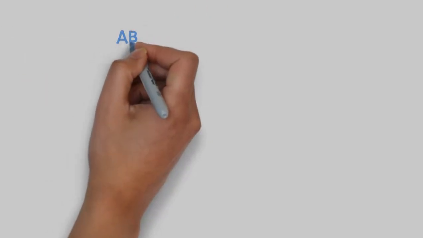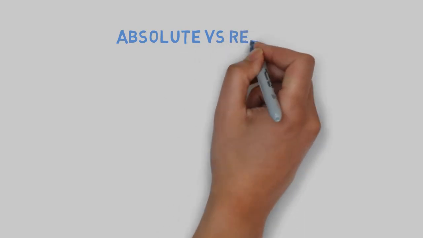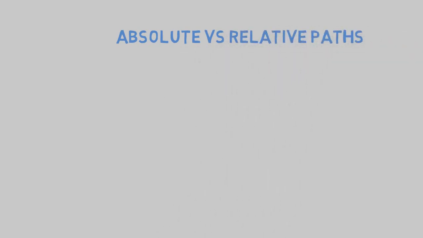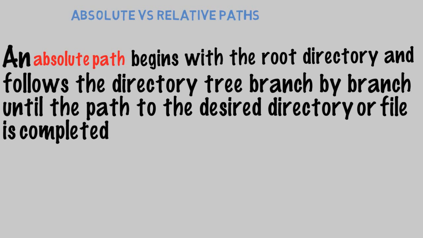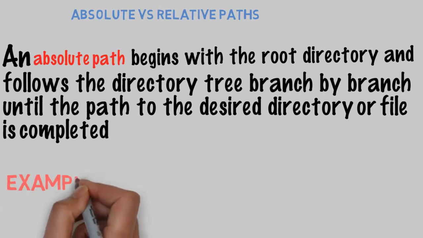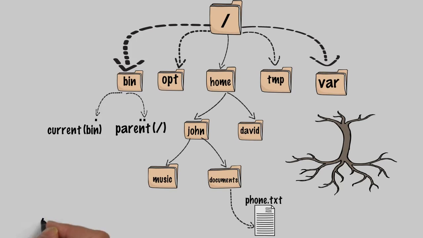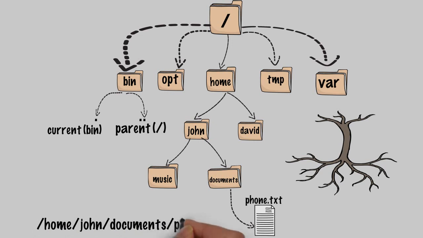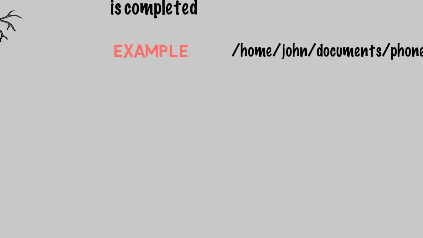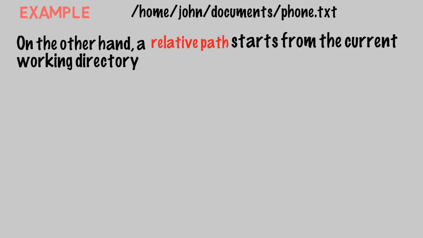There are two ways to access a file or a directory in Linux. You can use the absolute path name to access a file. An absolute path begins with the root directory and follows the directory tree branch by branch until the path to the desired directory or file is completed. For example, if you want to access phone.txt, you can use this absolute path name. We use a forward slash to separate between directories. As you can see, you have to go to the home, John, documents, phone.txt to access the phone file.